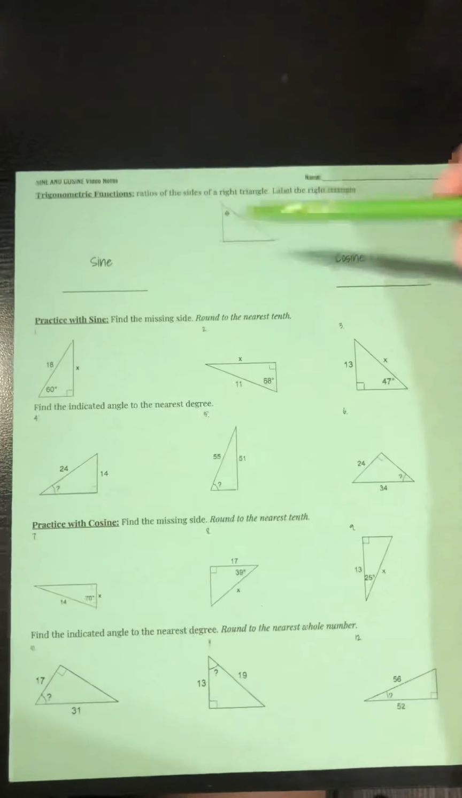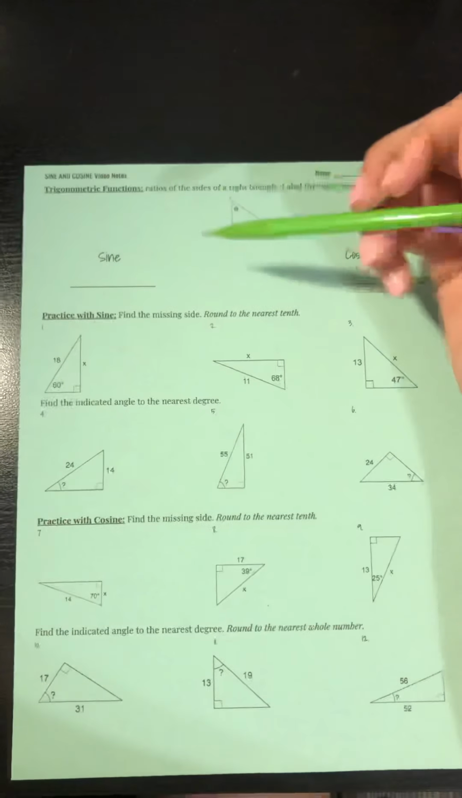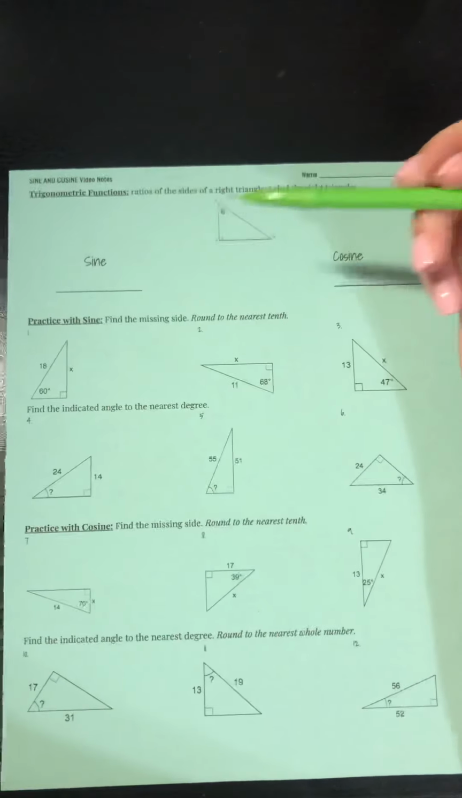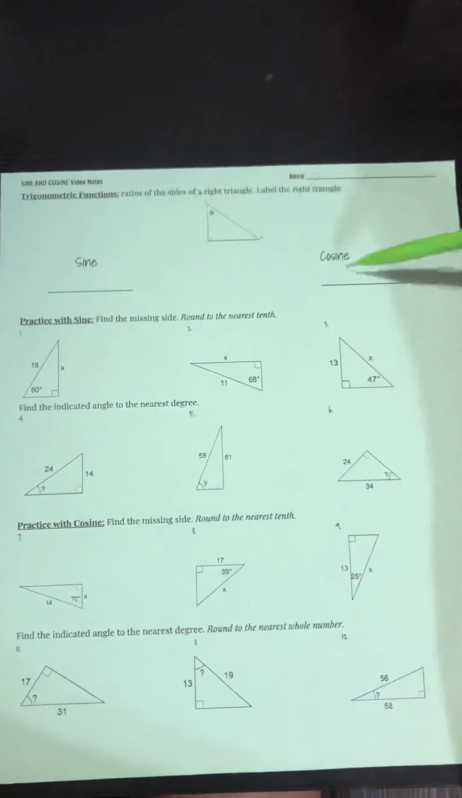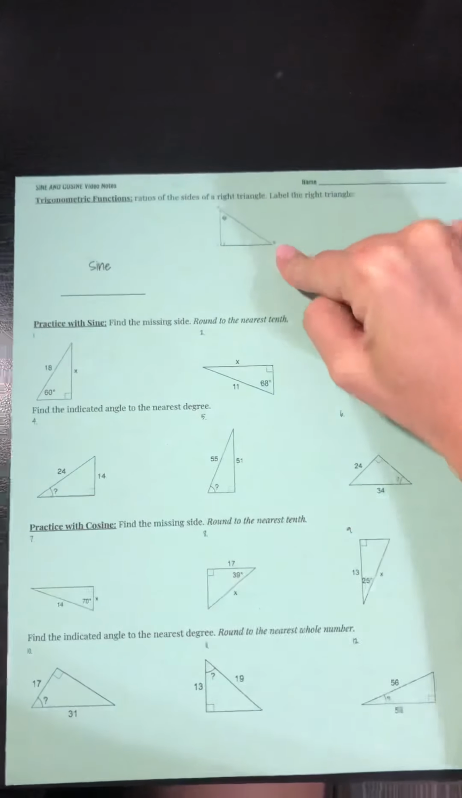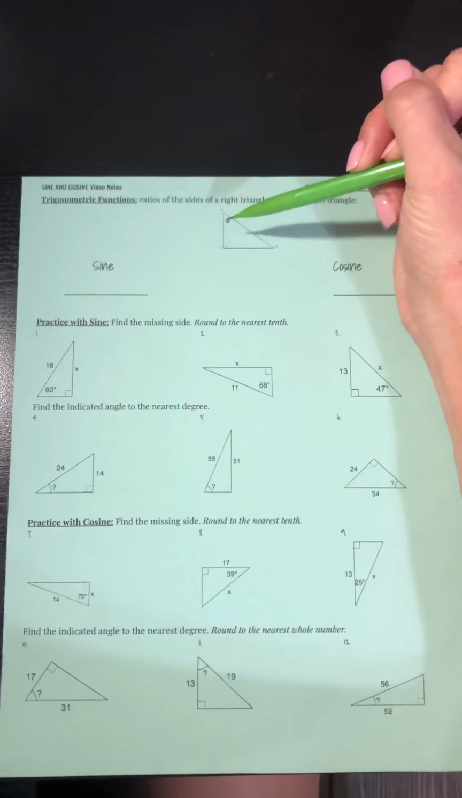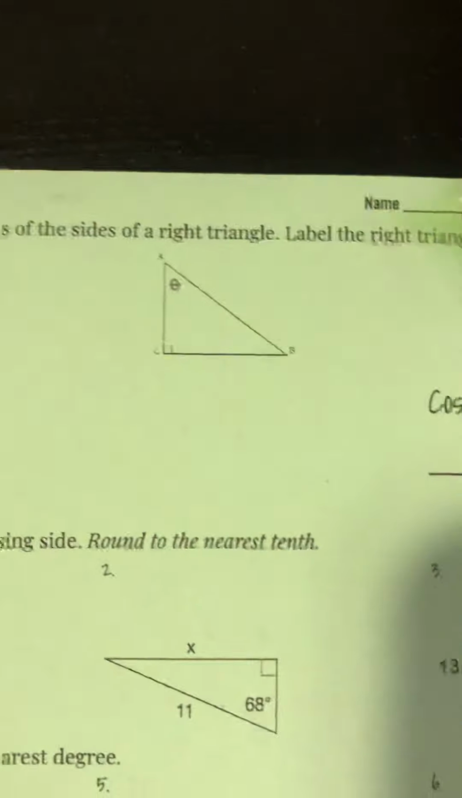Okay, today we're going to be talking about two other trig functions. Yesterday you guys learned tangent. Today we're going to learn sine and cosine. So I want to go over labeling the right triangle again. So remember this little symbol right here is theta.